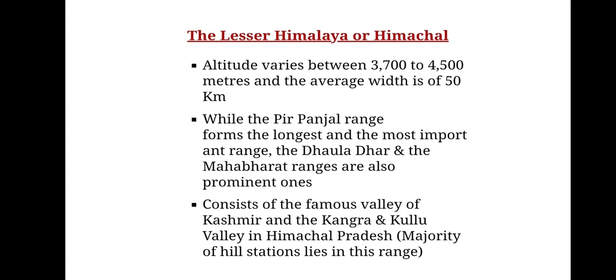Second is Lesser Himalayas, which is also called as Himachal. It lies to the south of Himadri. In fact, we can say it lies between Shivaliks and Himadri mountain range, Greater Himalayas also. So Lesser Himalayas have an altitude ranging between 3,700 meters to 4,500 meters with average width of around 50 kilometers.